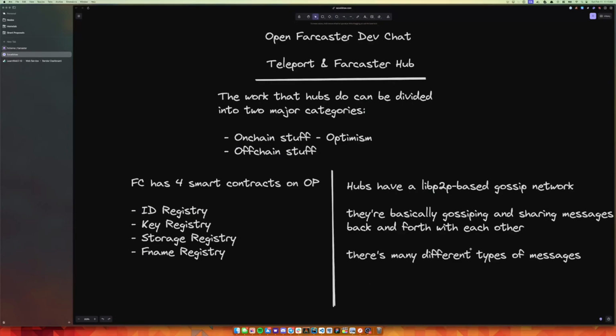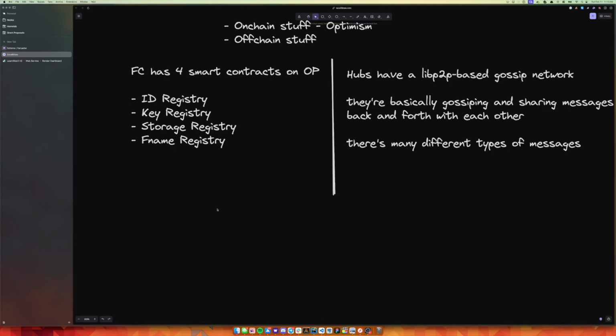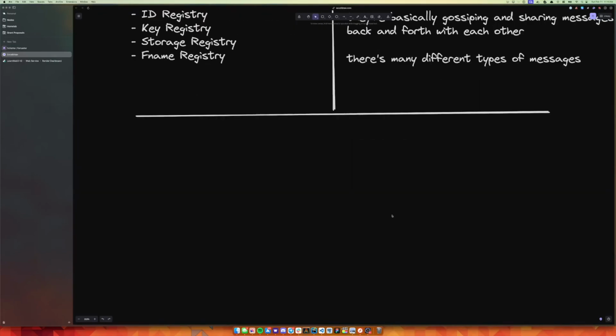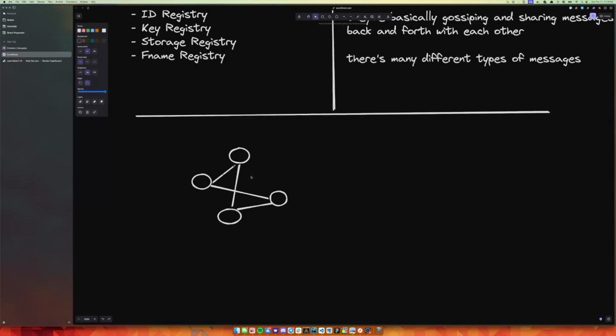But there's basically different types of messages, such as creating a cast, creating a reaction, deleting a cast, things like that. Many different types of messages that are handled on this libp2p gossip network. And just to give you a high level overview now of how everything connects, we'll black box some information at this point, but what you can imagine is, let's say there's like this network of hubs over here, right? These are different hubs that are connected to each other in some way, shape, or form. Let's say something like this.